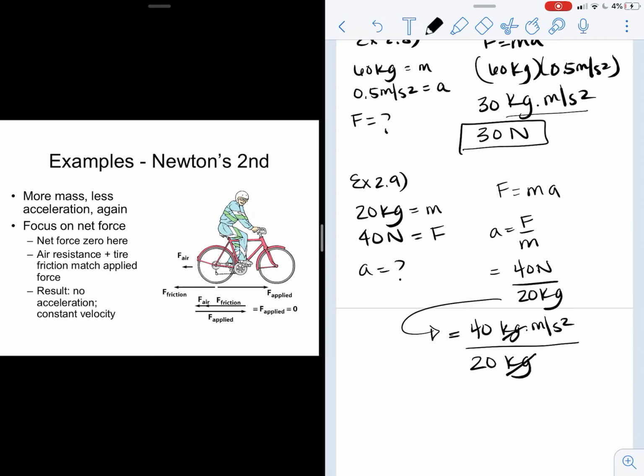So your kilograms are going to cancel. 40 divided by 20 is the same thing as 2. And what is left after you cancel that kilogram? It's going to be meters per second squared. Okay, are we good on significant figures? Yes, those zeros didn't have decimals after them, so just one significant figure for 20 and 40, so we're good to go.